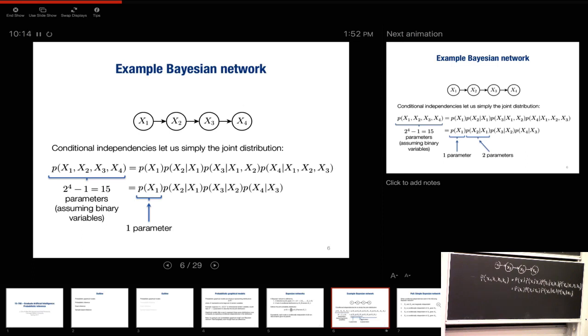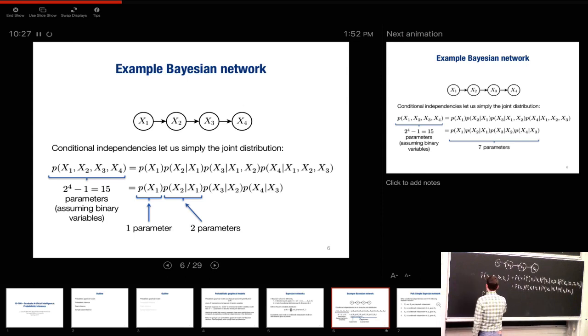Because for the next one, I have to specify the probability that x2 equals 1 given x1 equals 0, and the probability that x2 equals 1 given x1 equals 1. These two numbers are not necessarily related. They're just 2 parameters of the distribution we both have to specify. So if you look at all these things, there are in fact 7 parameters to specify.